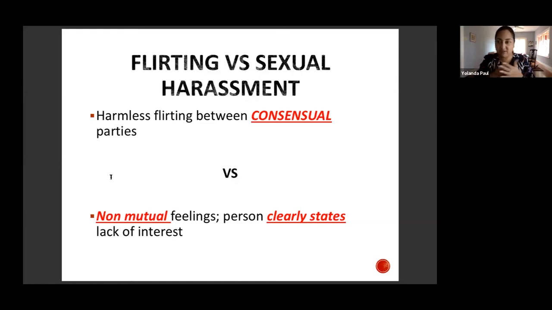I can't drill that in enough for you to understand the power of comfort. If something does not make you comfortable, you need to address it. You need to say it. So if somebody is saying or doing something to you of a sexual nature and you do not like it, you need to say outrightly that you don't like it.